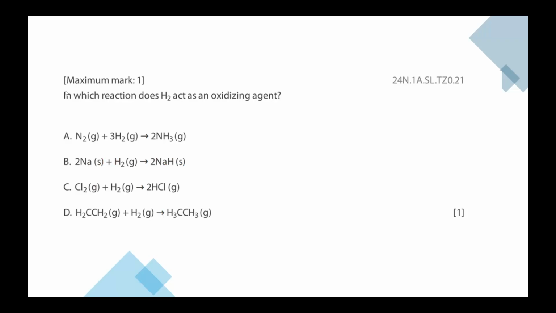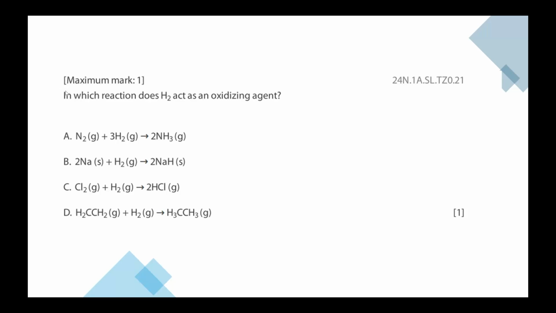Alrighty. So, in which reaction does H2 act as an oxidizing agent? N2 plus 3H2 goes to 2NH3. Sodium plus hydrogen gas goes to sodium hydride. Chlorine gas plus hydrogen gas goes to hydrochloric acid, or hydrogen chloride, I suppose, as a gas. And the last one is ethene plus hydrogen gas goes to ethane. Alrighty. So pause the video there and do the question, and we'll come back in a sec.